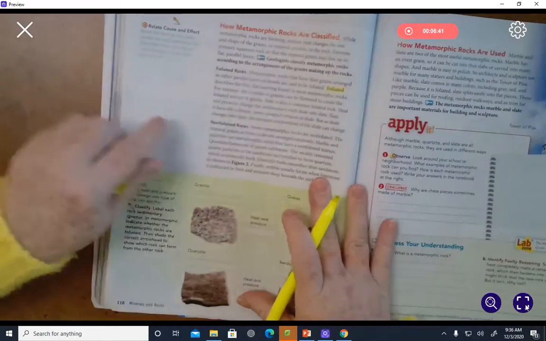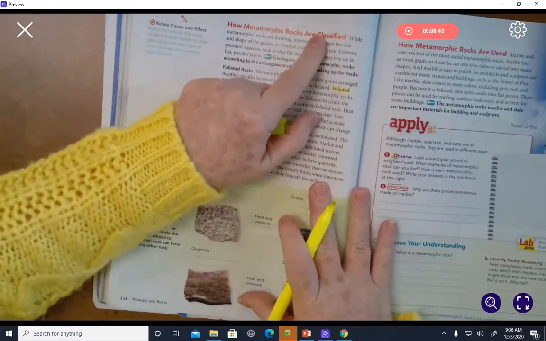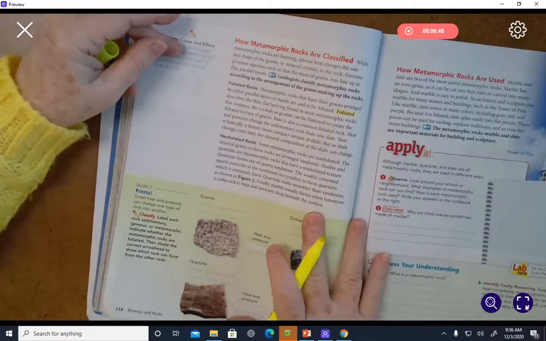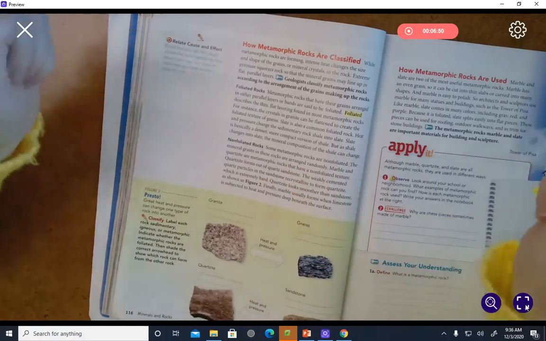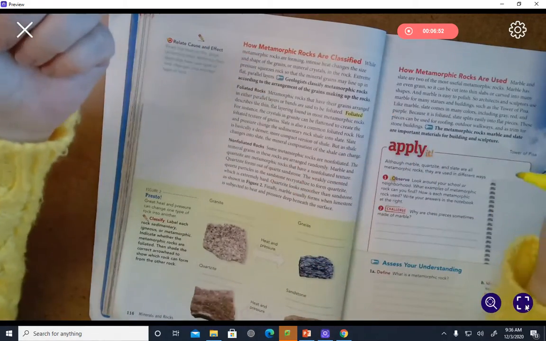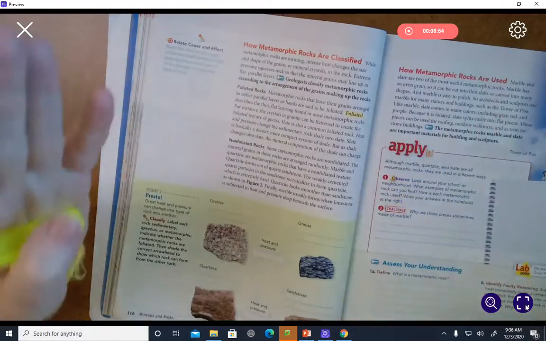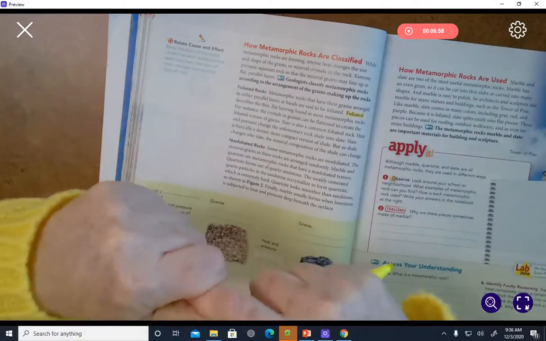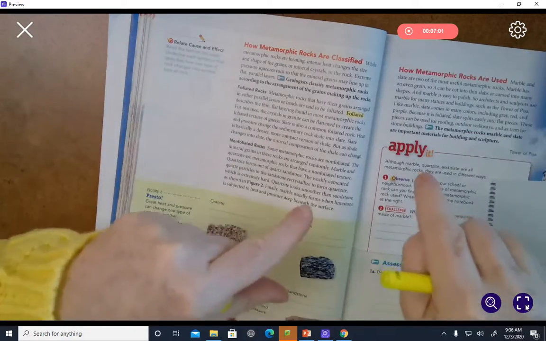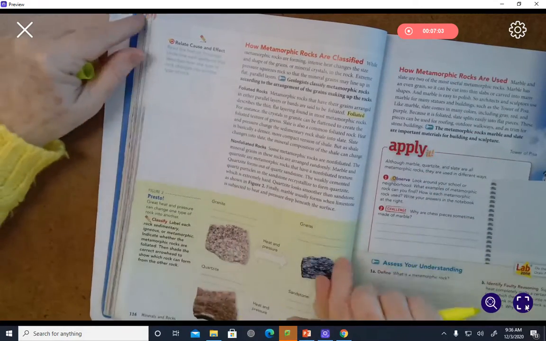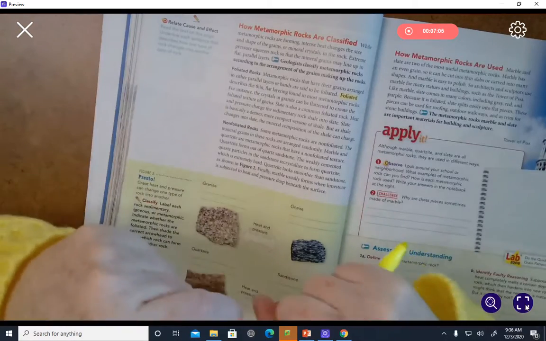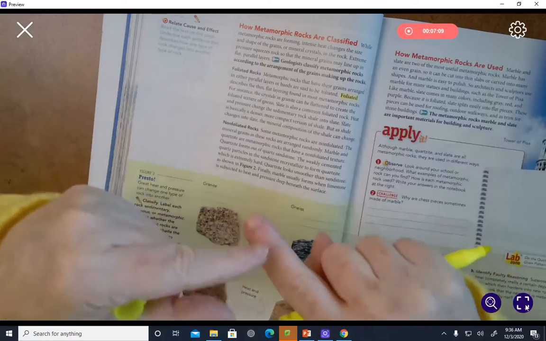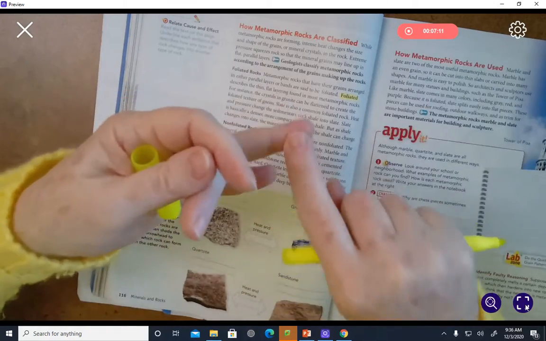So how metamorphic rocks are classified. Let's take a moment here and see if we can recall igneous rocks. There are two different kinds, inside the earth and outside the earth. Hopefully you remember that they're called intrusive and extrusive. When you get into sedimentary, we have three types of sedimentary rock. Let's see if you can name them. We have organic, chemical, and clastic.